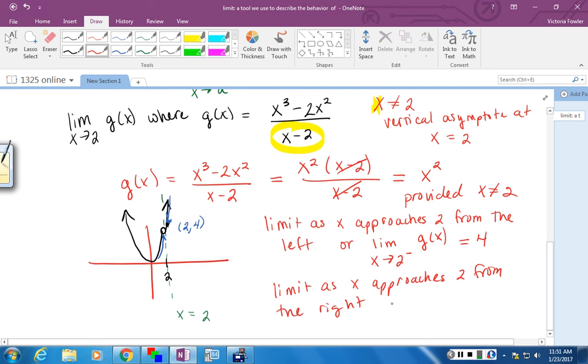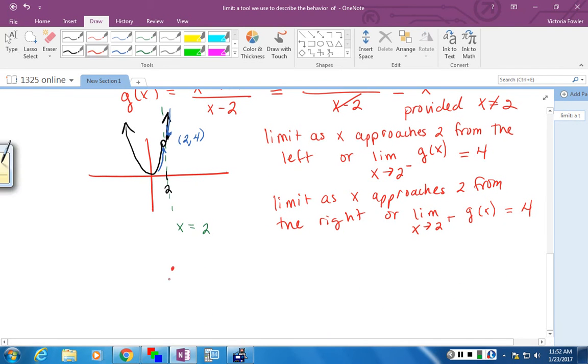and we would say the limit as x approaches 2 from the right can be written as the limit as x approaches 2, but this time the superscript is a plus sign. This function we're calling g of x. Well, let's take a look at it as I approach from the right. It says, what do I get really, really close to? 4. And it turns out that my function actually is not defined at that point, but the limit still exists.